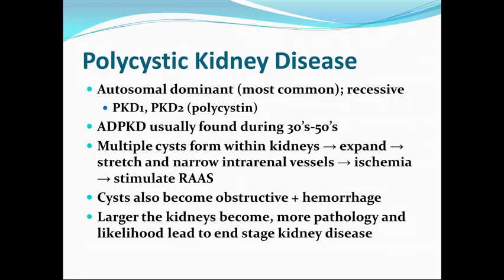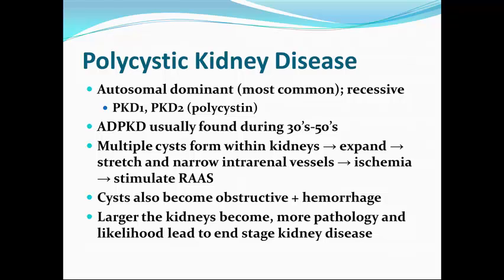Autosomal dominant polycystic kidney disease usually is found during the 3rd to 5th decade of life. So although the child is born with the autosomal dominant disorder, it does not manifest until later in life, usually during middle adulthood. What happens as a result of changes in PKD1 and PKD2 is multiple cysts form within the kidneys, and these cysts continue to expand. Remember that polycystin regulated the growth and differentiation of that tubular epithelium.